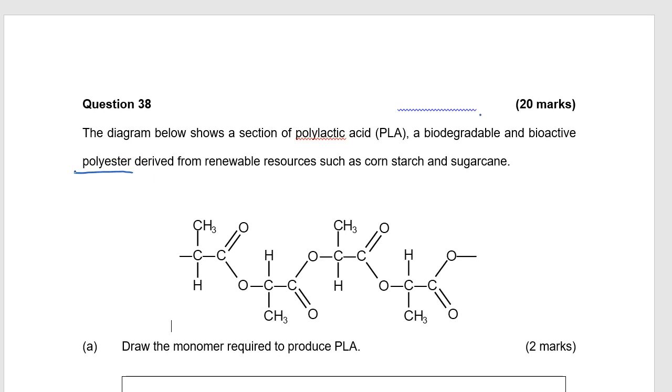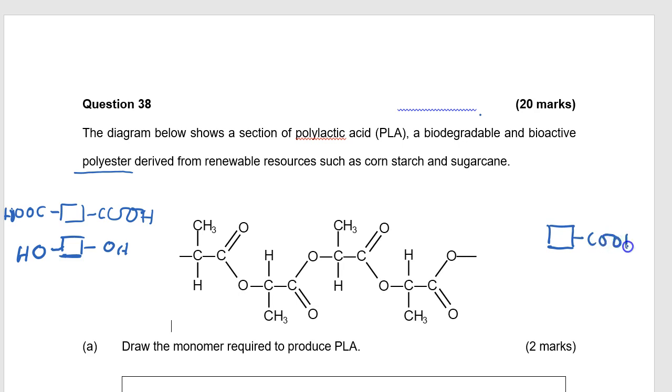Okay, if it's a polyester, there's only two ways to make this polymer. Either you use two different monomers, monomer 1 with dicarboxylic acid groups, and another monomer with dihydroxyl groups. Okay, or you can also make polyester with one monomer but with both the functional group present. Okay, so let's see what kind of a monomer that was used to make this PLA.